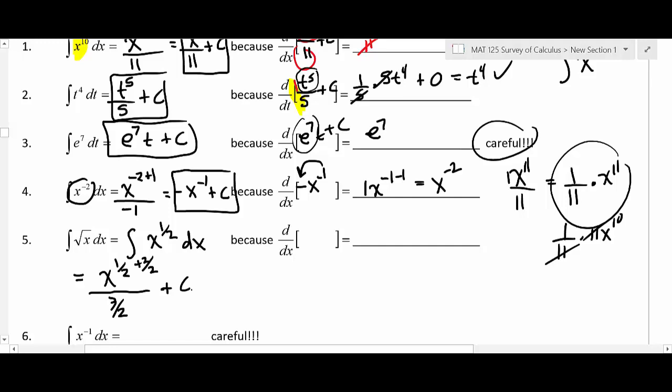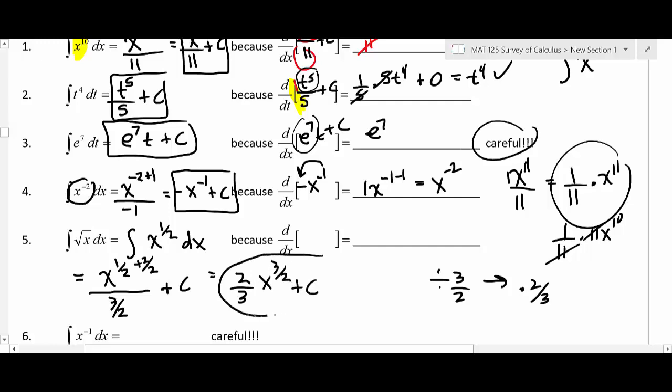Now you want to clean that up. If you divide by 3 halves, what are you really doing? How do you divide by a fraction? You multiply by the reciprocal. So this is really multiplying by 2/3. So you're going to learn to say, okay, I'm dividing by a fraction, so really I'm multiplying by its reciprocal. So you would have 2/3, then x to the 3 halves plus c, and that would be a good way to write the answer. You could change that back to a radical if you needed to, but that would be it. So if you have radicals and you're doing an antiderivative of a radical, write it as an exponent and then apply the power rule, because that's all you know right now is the power rule for integrals. That's it.